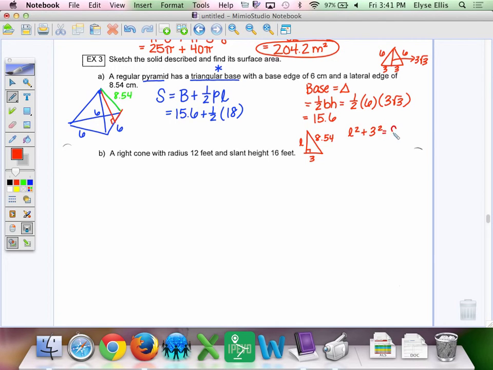The L is in a different location this time, so it's going to look like L squared plus 3 squared equals 8.54 squared. Now 3 squared is 9. We do have a lovely decimal over here, so let's square that. 8.54 squared gives me 72.9. I'm going to subtract my 9 over. So minus 9. Now I'm at 63.9. And if I square root that, again, we're going to round up to 8. So my slant height is 8.